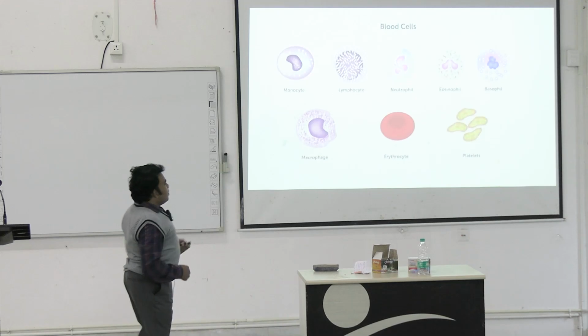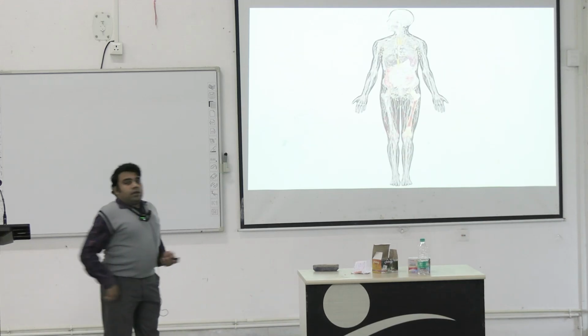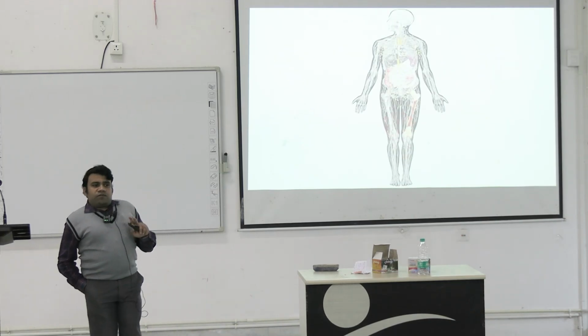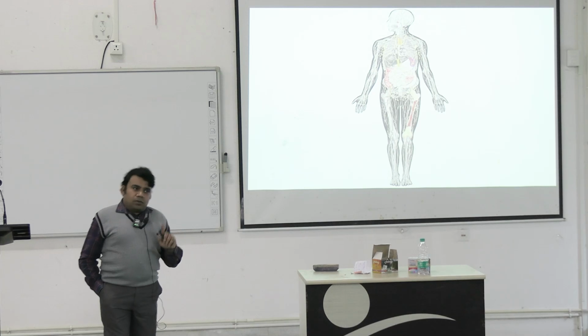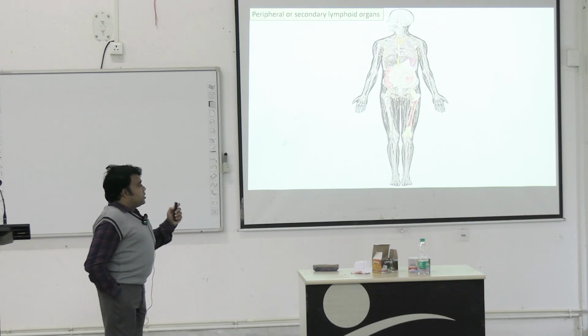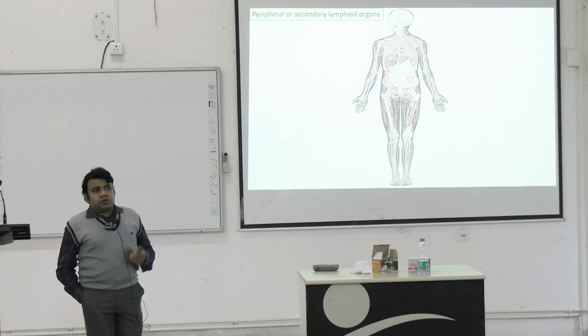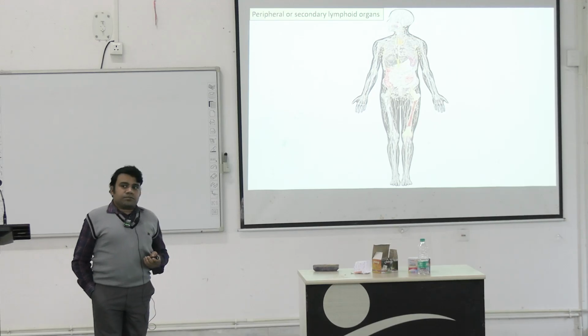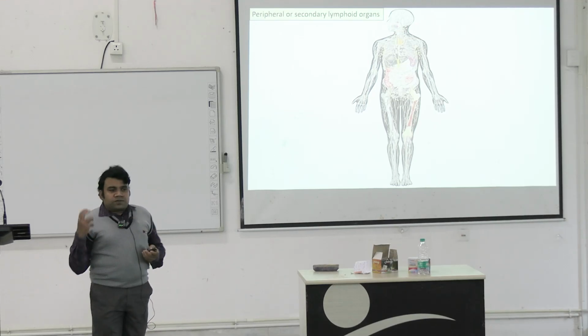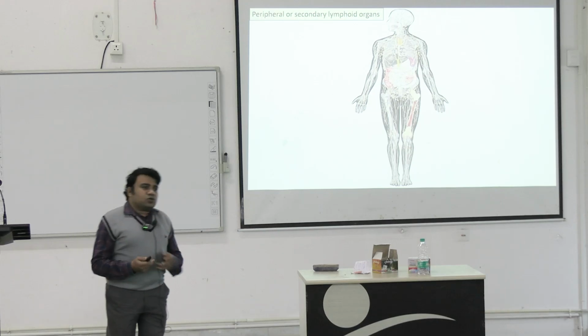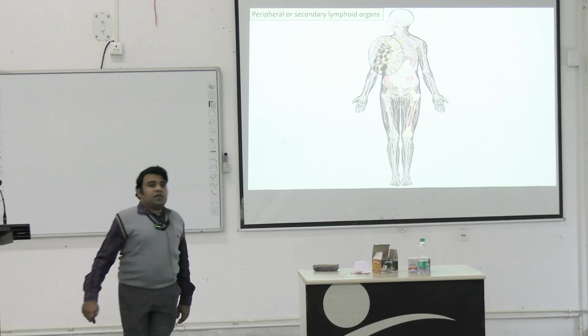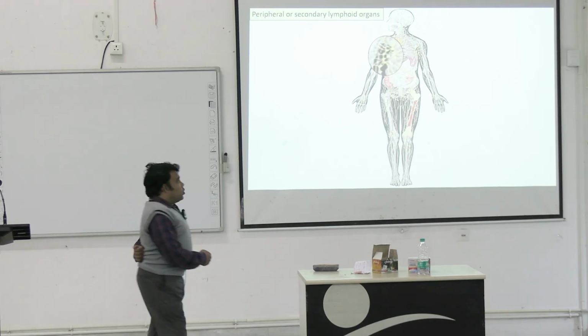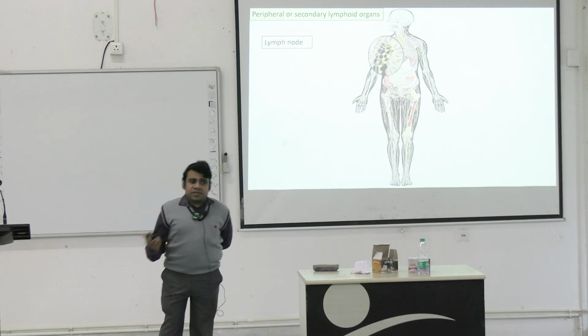Okay. Now, so the primary organs would be the thymus and the bone marrow. And if you look at the secondary organs, there would be, now what is the most common? There are groups of some glands all over the body. What are those called? Those are the lymph nodes. So what are the predominant lymph nodes? Any examples?